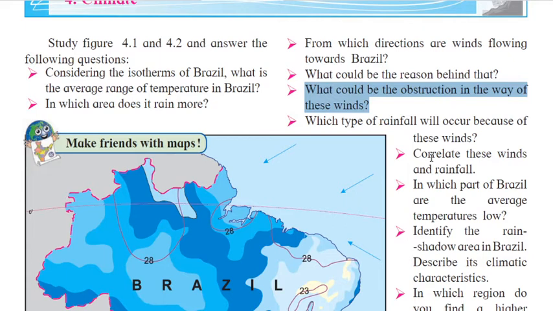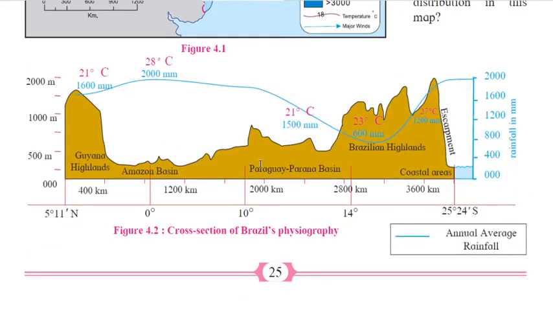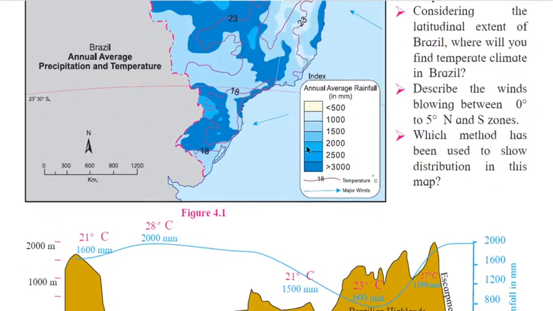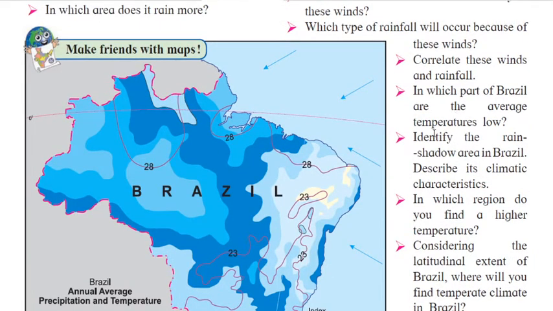Now, in which part of Brazil is the average temperature low? If you see in the figure, which part has low temperature? See 21, 28, 21. So most of the part is the Paraná basin, river basin. This area has a low temperature. I hope you have understood this very well. Now what is the next question?